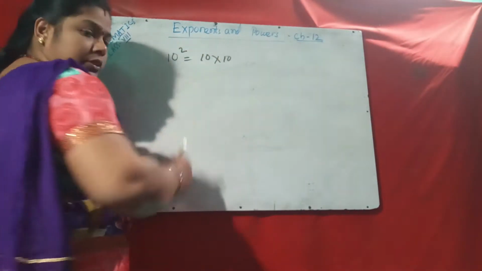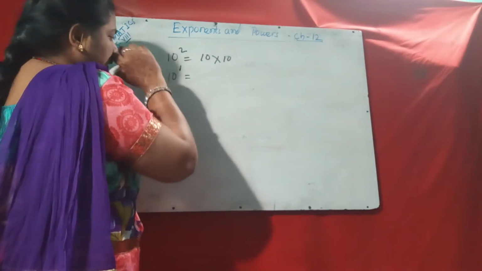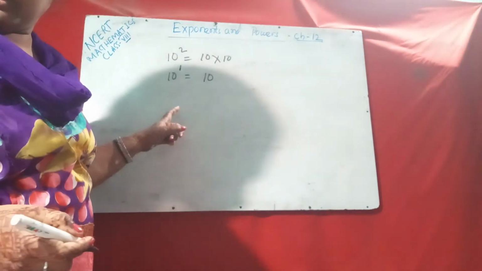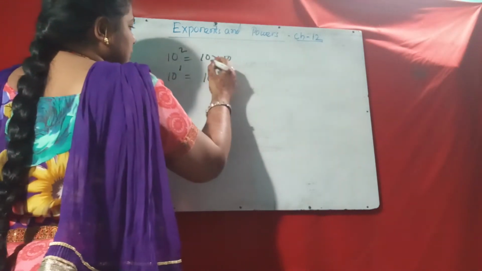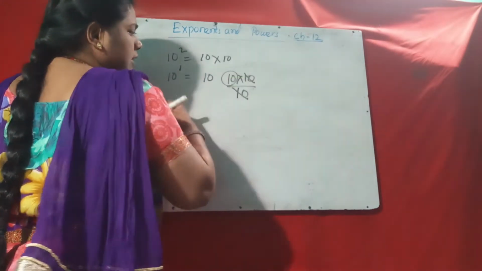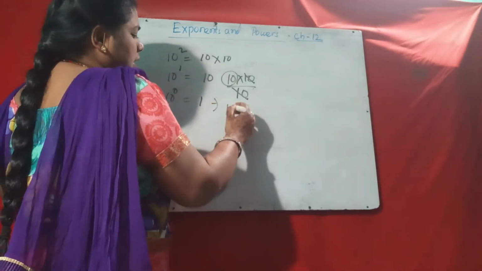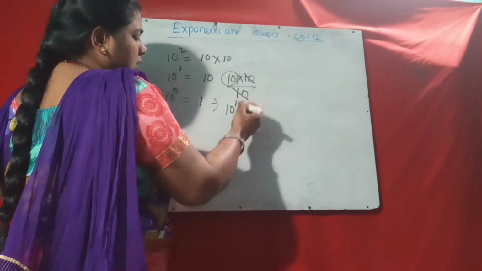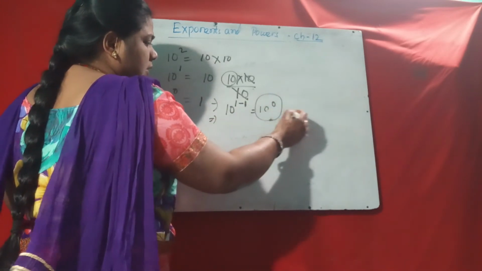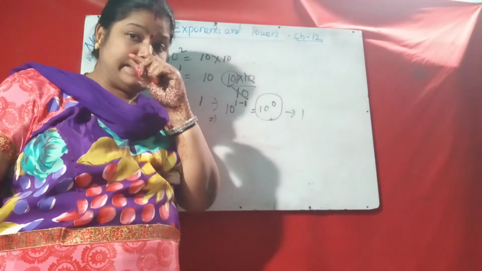10 into 10. Then 10 to the power 1 means 10, so 10 to the 1 equals 10. That means 10 into 10 divided by 10 gives you 10. 10 to the power 0 equals 1. How? Suppose 10 to the power 1 minus 1, you get 10 to the power 0. So how is it 1? Here we will see why 10 to the power 0 equals 1.